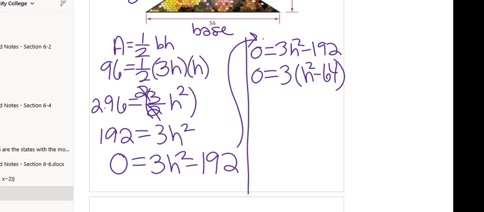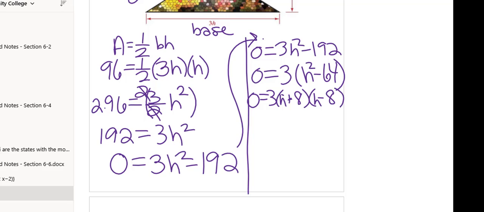Once I take the greatest common factor out, I'm going to factor what's left inside the parentheses. I'm going to take that 3 along. This is a difference of 2 squares, which was in the special form section. Since it's a difference of 2 squares, I'm going to have an h and an h. What squared gives you h squared? It's h. I'm going to have a plus and a minus. And then what squared gives you 64? It would be 8 and 8.